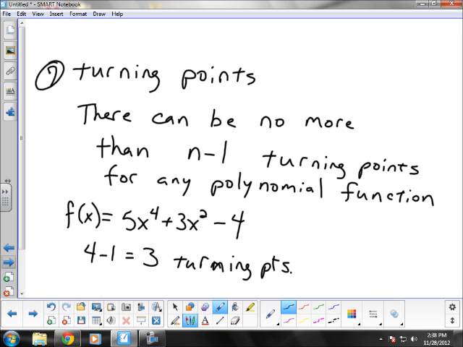So that helps you check to see if you have a complete graph too. Because if you look at that and you've got 3 turning points already, there's no sense in stretching it out any further, right? Because you've found all the middle stuff. You've got a complete graph.